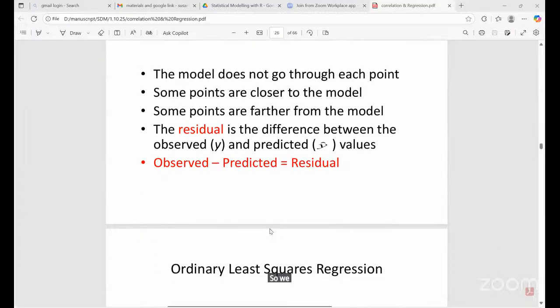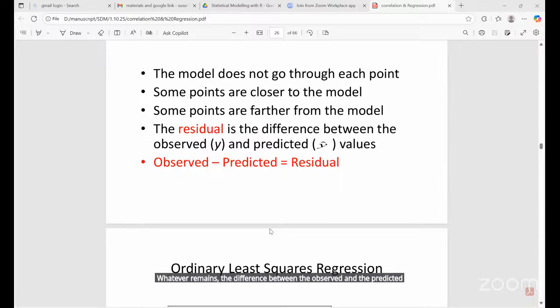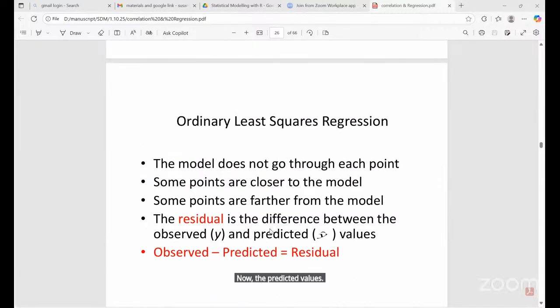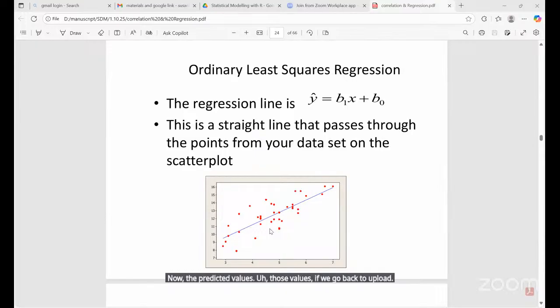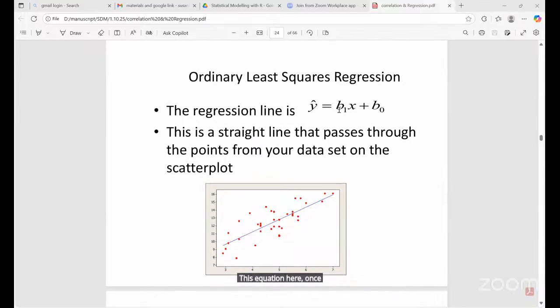So we've said that because not all points touch the blue line, whatever remains, the difference between the observed and the predicted, is equal to the residual. Now, the predicted values come from this equation: once we have the value of the slope and intercept, for any value of x, we can predict y. So for your data set, if you predict y for all the given values of x, we can get the difference between the predicted and observed value, and that difference is what we call the residual.